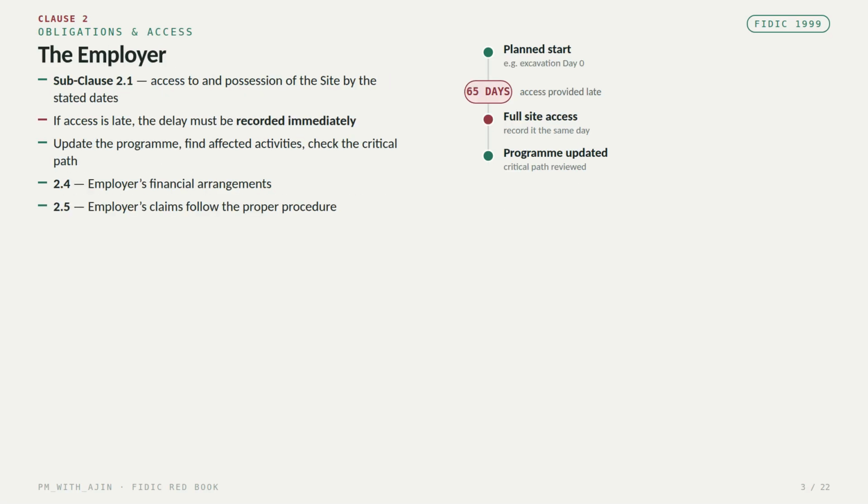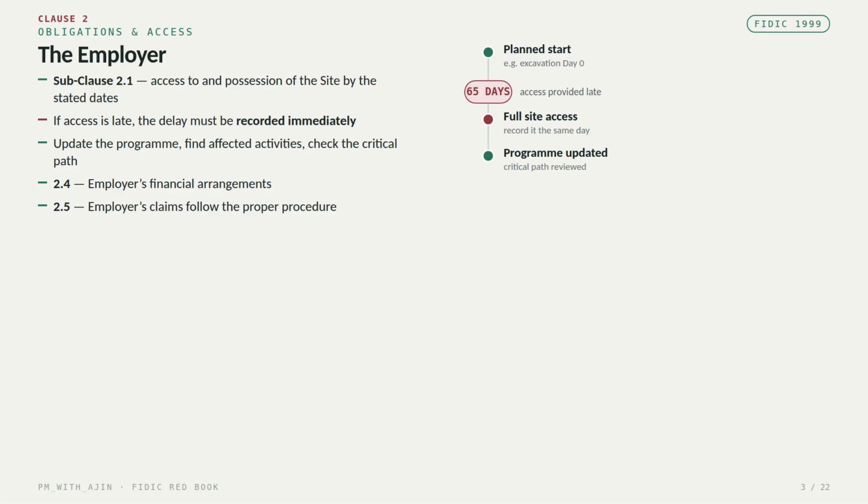Clause 2 deals with the employer. One of the most important provisions for planning and claims is subclause 2.1, the employer's obligation regarding access to and possession of the sites. The key point is that access is provided according to the date stated in the contract.